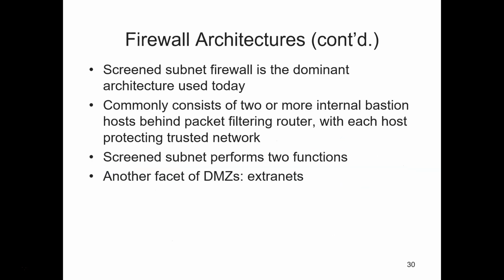The dominant architecture used today, the screened subnet firewall, provides a DMZ, which can be a dedicated port on the firewall device, linking a single bastion host, or it can be connected to a screened subnet. A common arrangement finds the subnet firewall consisting of two or more internal bastion hosts behind a packet filtering router, with each host protecting the trusted network.